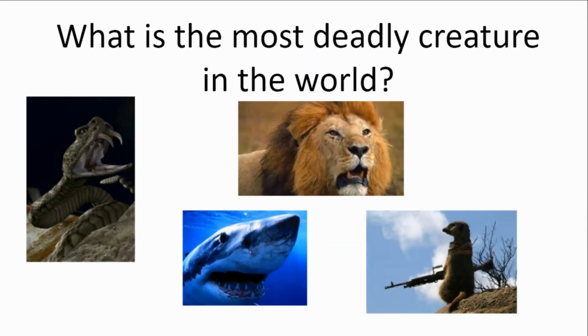The next slide wants you to think about what you think the deadliest creature in the world is. We've got a rattlesnake on the left. Is that the most dangerous? Definitely kill people, but how many do they kill? We've got a lion at the top. Lions, surely very scary. They must kill loads of people. We've got a great white shark. Has everybody seen Jaws? Surely sharks kill loads of people. And we've also got a meerkat with some kind of machine gun. So a meerkat's dangerous. Probably not.